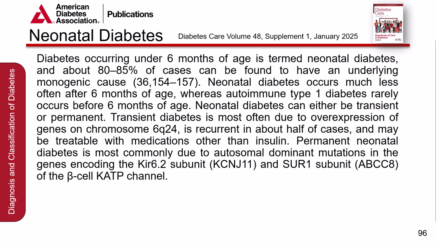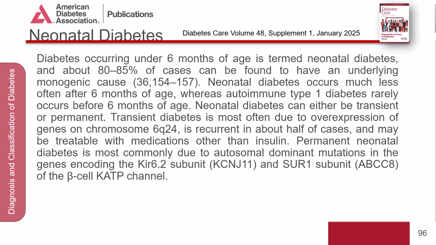Permanent neonatal diabetes is most commonly due to autosomal dominant mutations in the genes encoding the KIR6.2 subunit, KCNJ11, and SUR1 subunit, ABCC8, of the beta cell ATP-sensitive potassium channel.